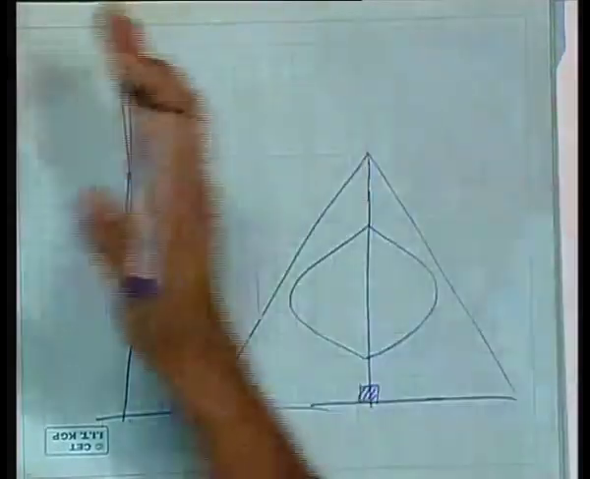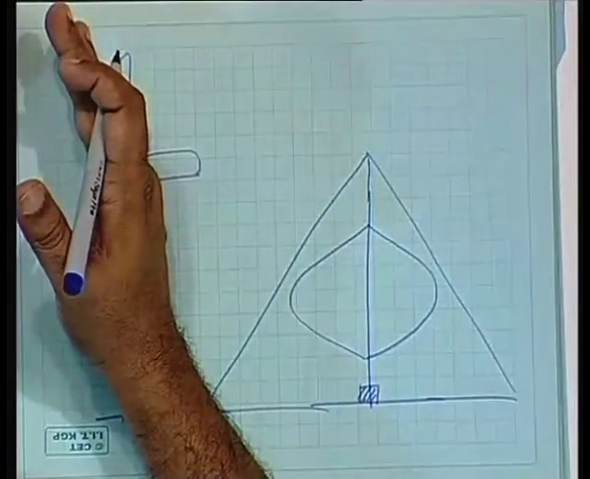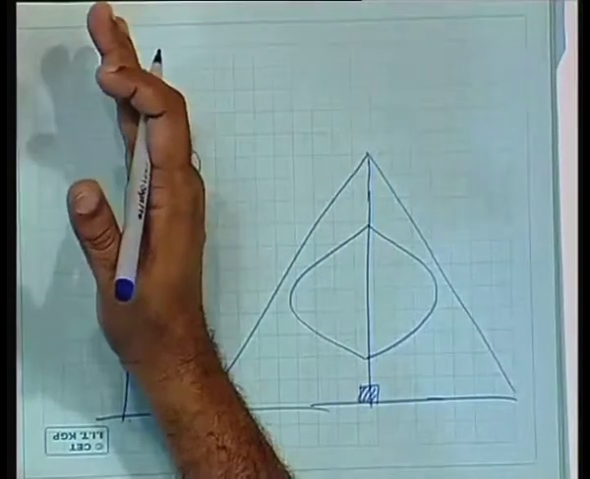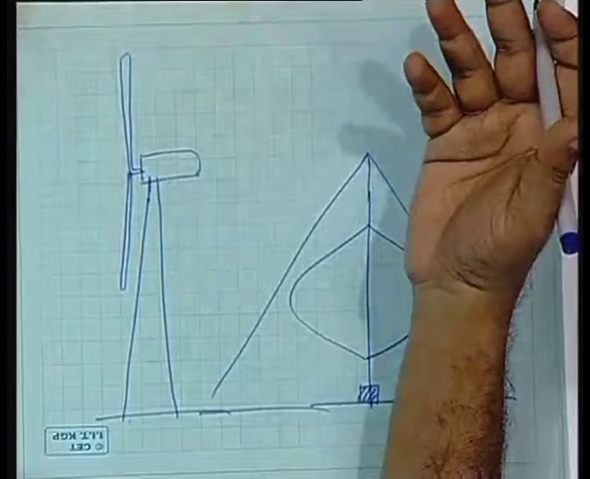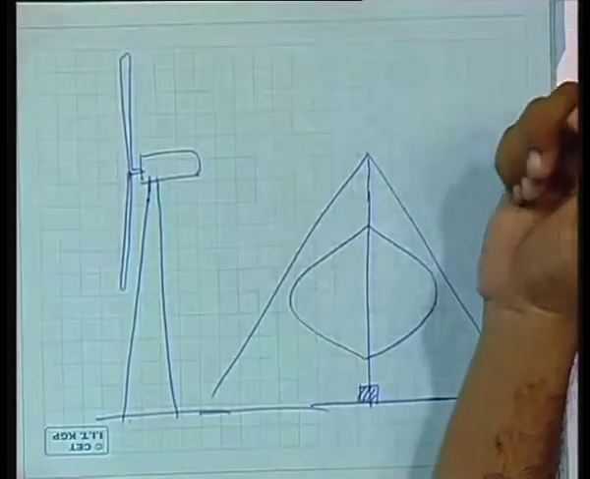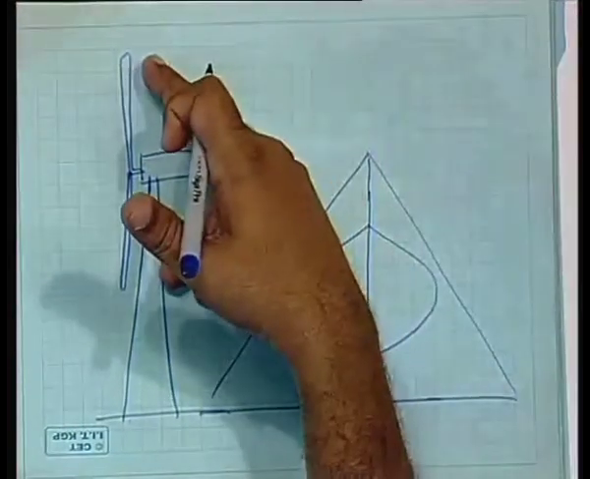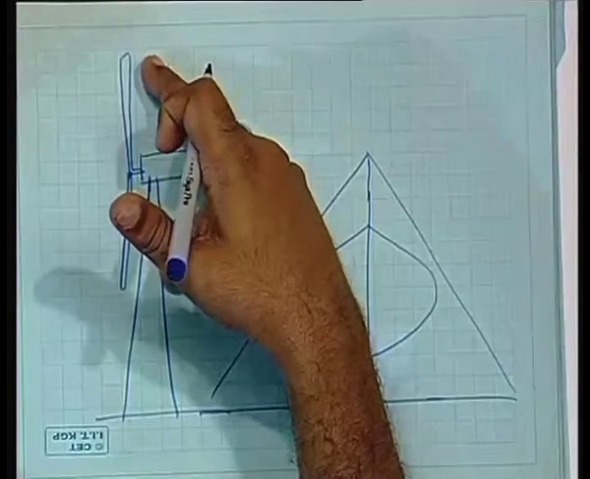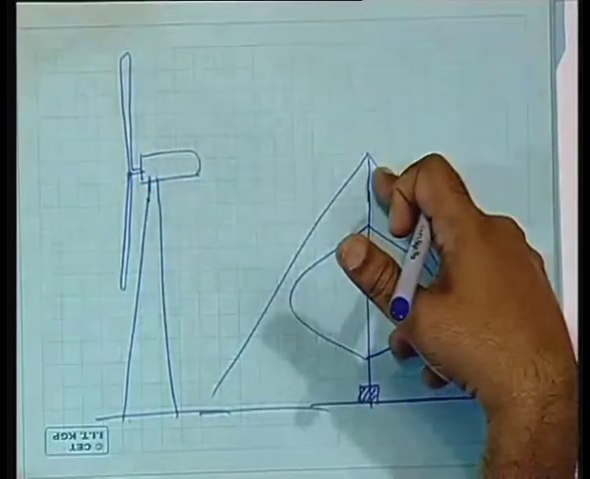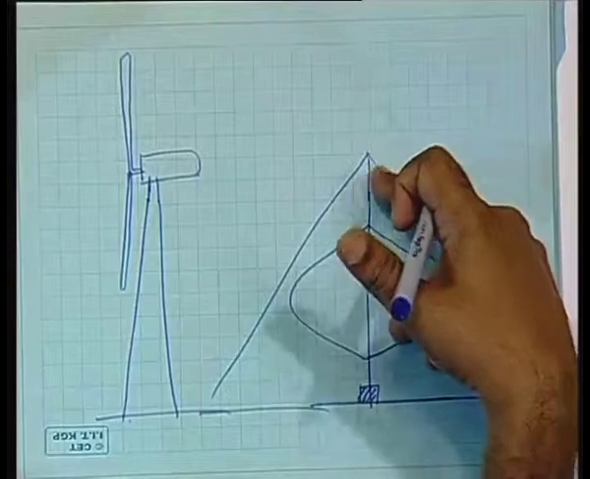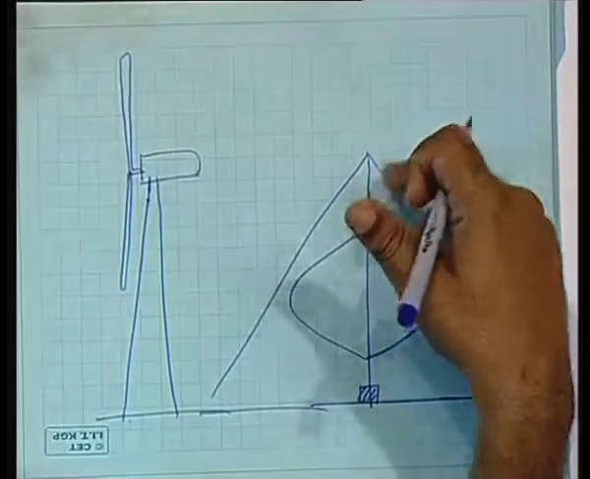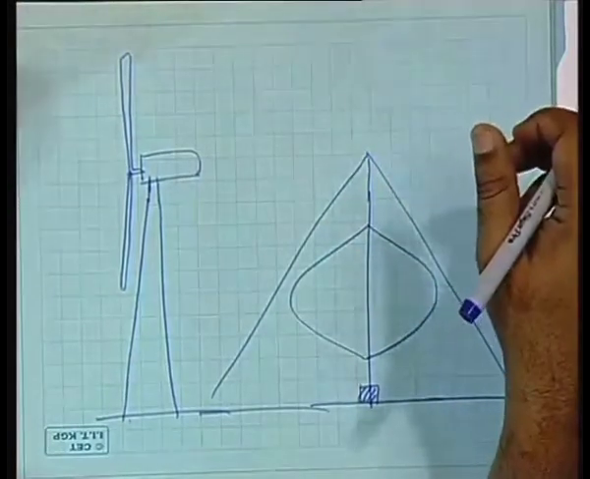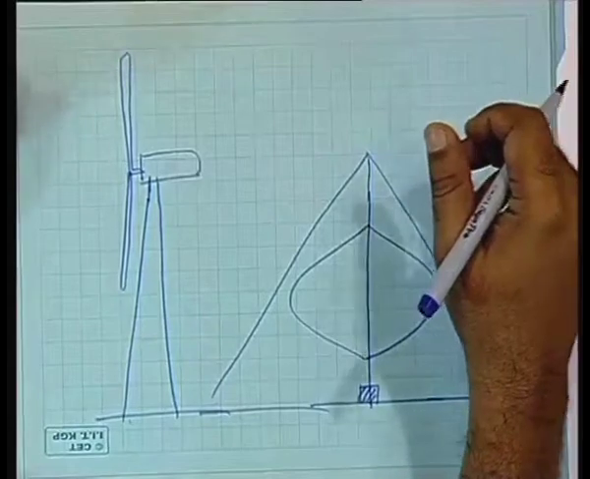So this can access higher wind speeds, and as I told you, the amount of power contained in the wind is cubically proportional to the wind speed, so it has a higher amount of energy available to it. This has a lower amount of energy available to it, but its production cost, the cost of installation, these things are far smaller.